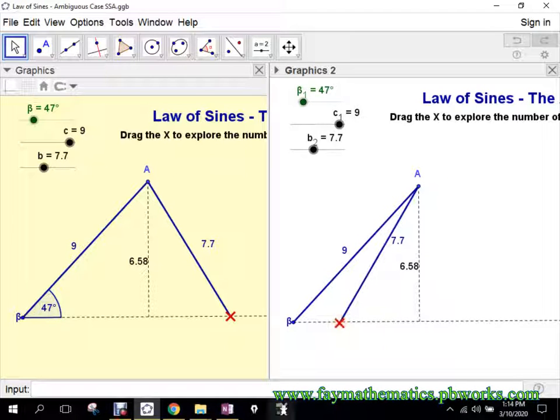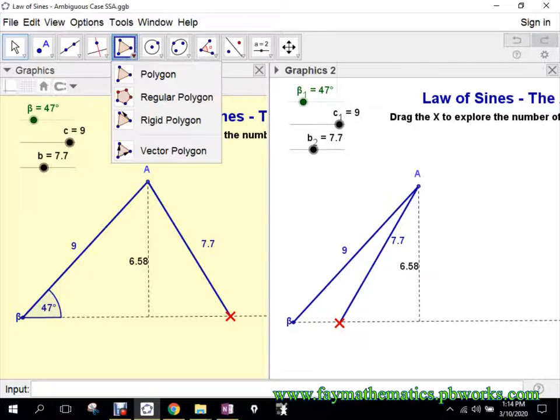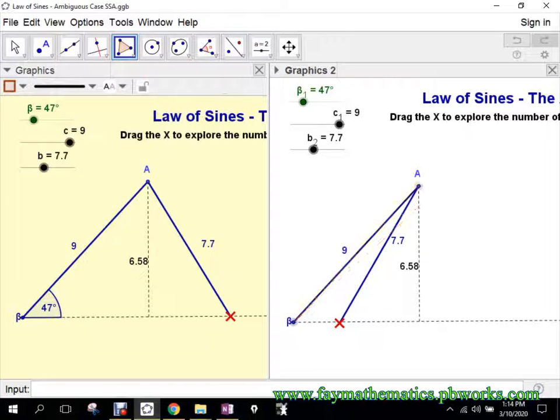Would that be a potential second triangle? Okay, so just so everybody can see that potential triangle, it would be that one there. Still has a segment of 7.7, still has a segment of 9, still has my 47-degree angle right here. Those two triangles are not the same, right? The yellow one here and this red one are not the same triangle. Okay, so you see where it's left open to interpretation.